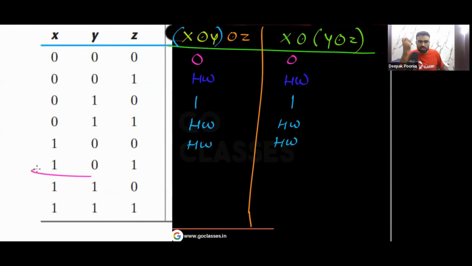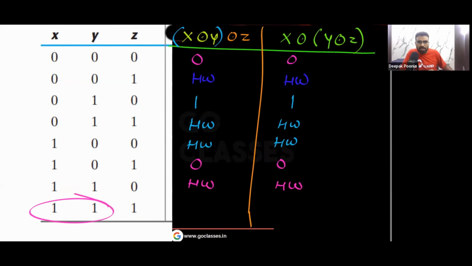Now let me do this one. For this row you can see x XNOR y, both are different, right? So that will be 0. Now you do XNOR with z. 0 XNOR 1, that will be 0. Okay, now let's see this. Y XNOR z, that will be 0. 0 XNOR x, 0 XNOR 1, that will be 0. Do this homework.